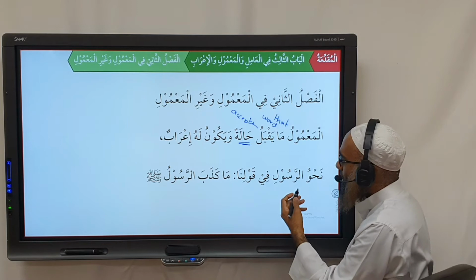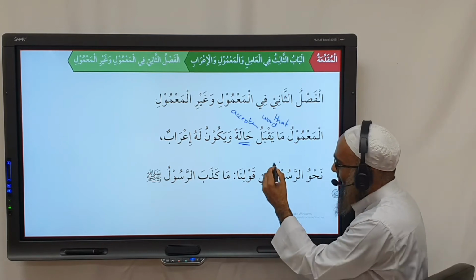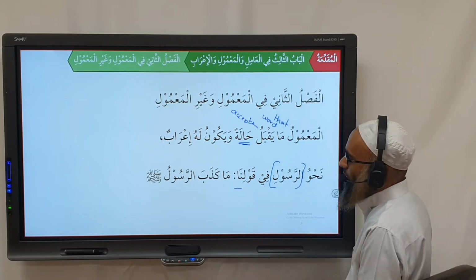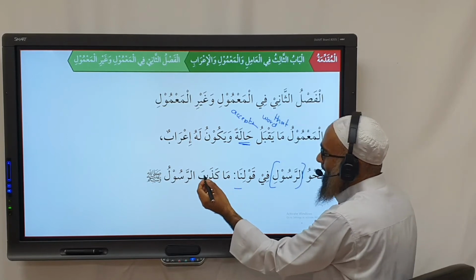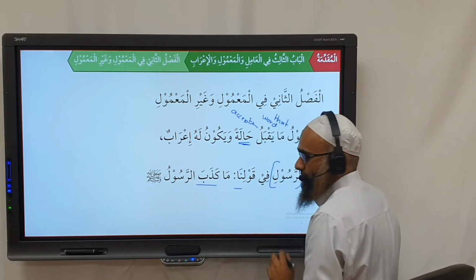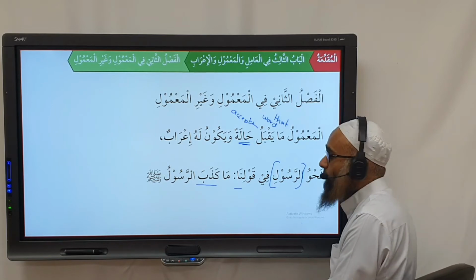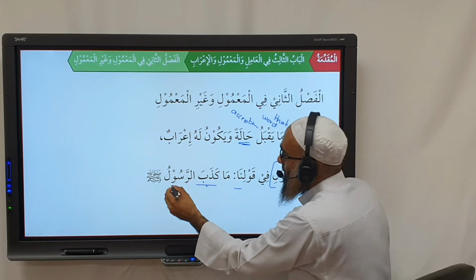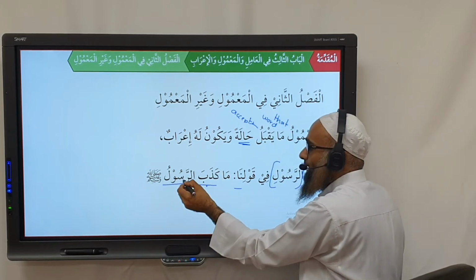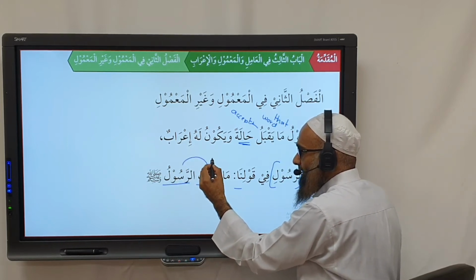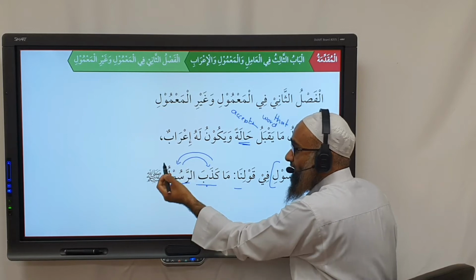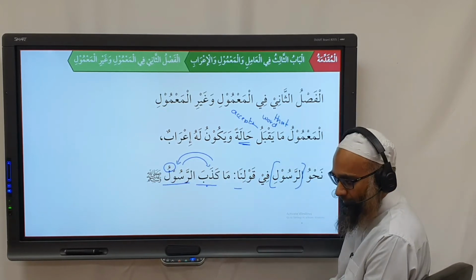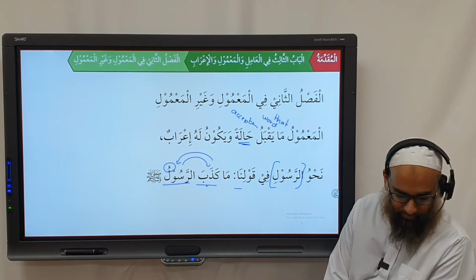Okay? Nahu ar-rasuli, like the word rasul in our statement, ma kadhaba ar-rasul. The Messenger sallallahu alayhi wasallam did not lie. So kadhaba is an amil. Therefore, the word rasul is a ma'mul. It accepts the state that this word brought over here, which is making it a fa'il. And it has an i'rab to show its state. Everyone following?